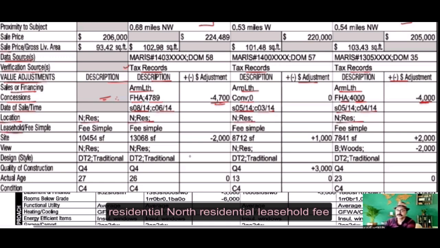North residential. Leasehold or fee simple. Our property, they are telling, is fee simple. All are fee simple. Leasehold means for 99 years. Site: how much site area? Our subject property has 1,440 square.